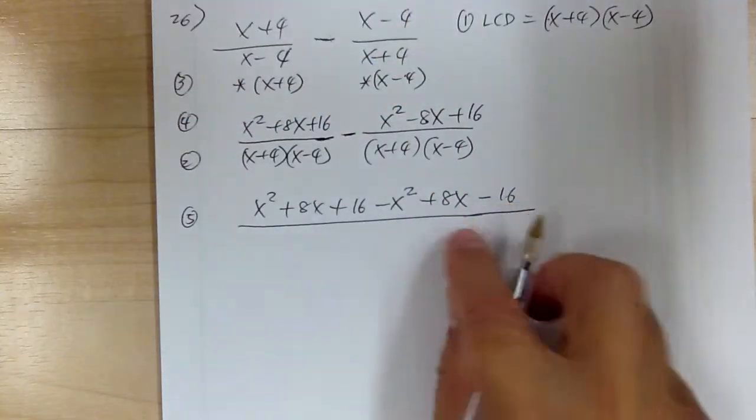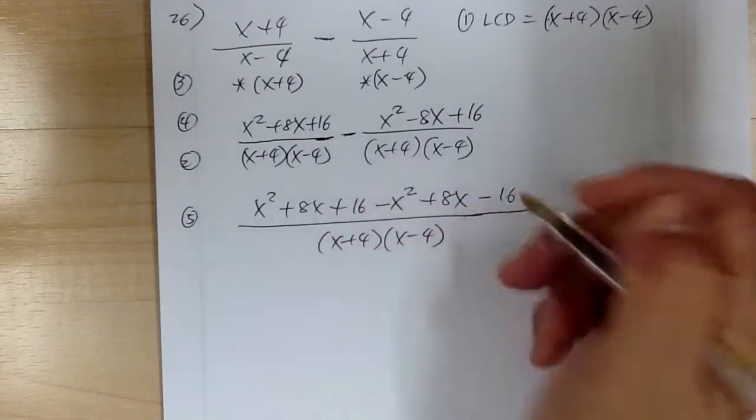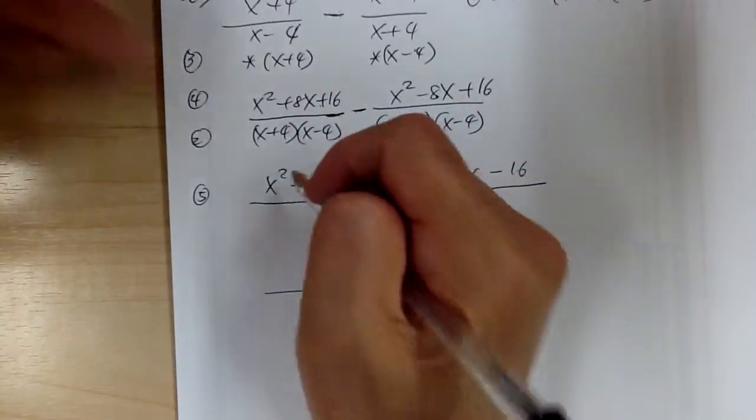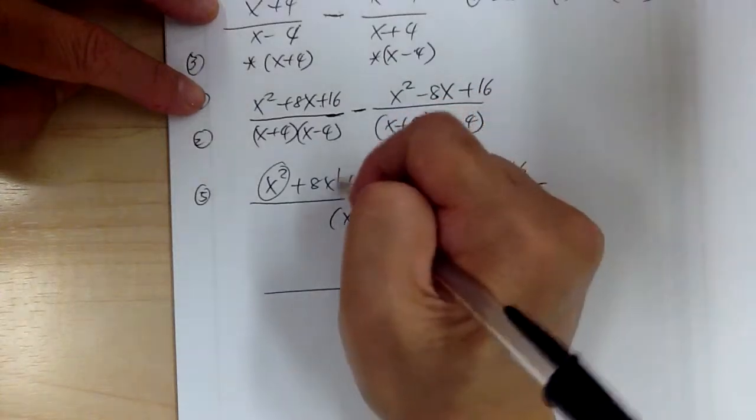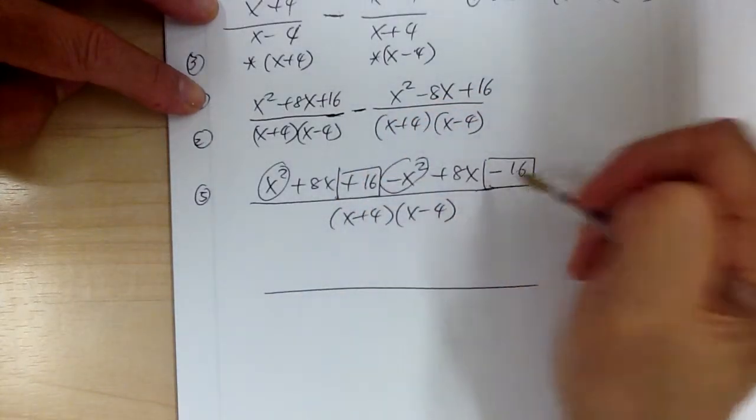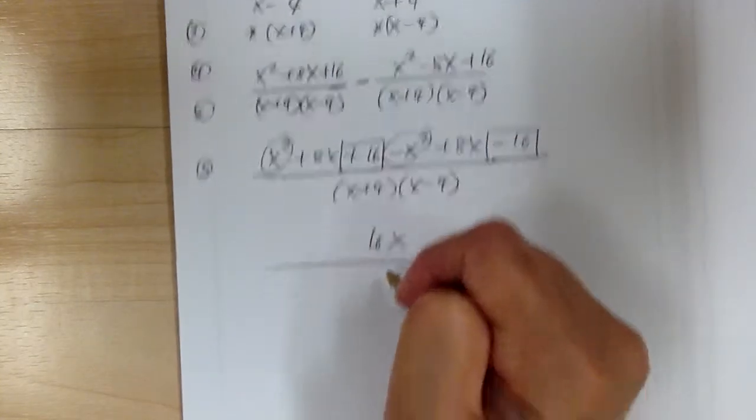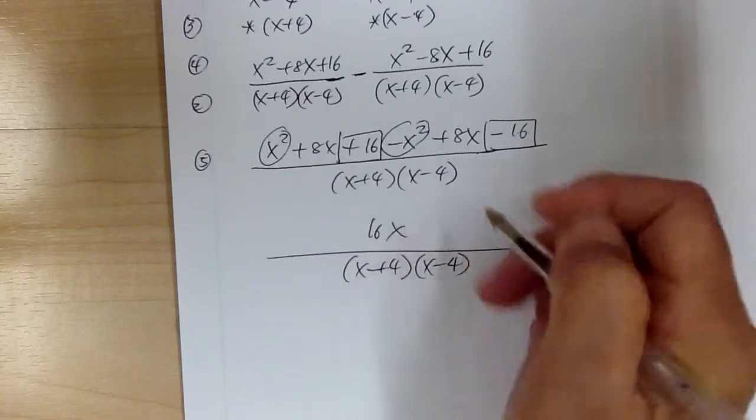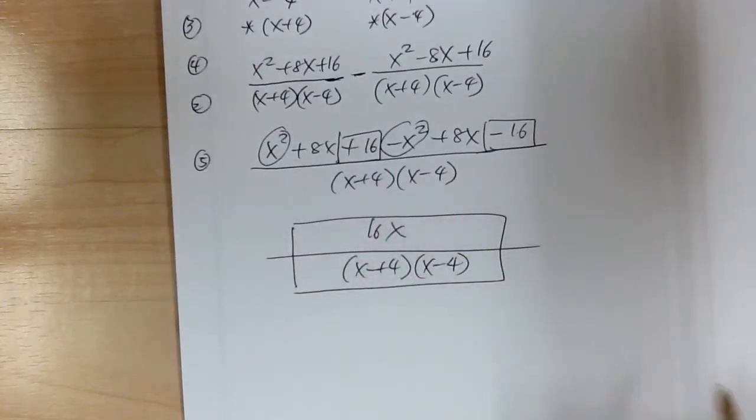So don't skip steps. Now you can go and combine like terms. x squared minus x squared cancel out, and plus 16 minus 16 cancel out. So you're going to have 8x and 8x give you 16x. You check to see if you can factor anything to cancel. You don't have any, so that's your answer already.